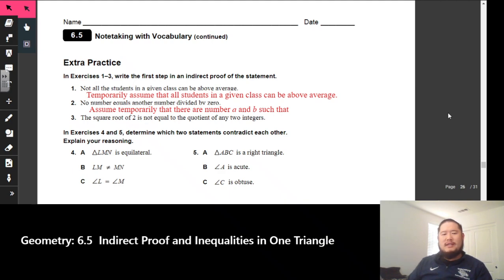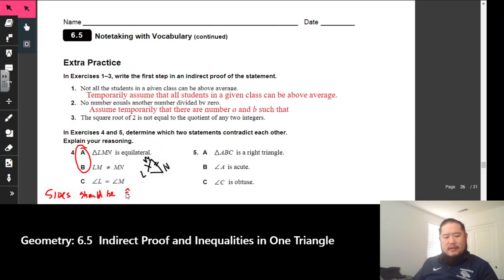It says determine which two statements contradict each other and explain your reasoning. We have A: triangle LMN is equilateral. B: LM is not congruent to MN. And angle L is congruent or equal to angle N. Well, if I have a triangle right here, and this is LMN, they're saying LM is not equal to MN. Well, I'd say these two contradict each other because if it's equilateral, shouldn't all the sides be the same? So right here, we can go ahead and say that sides should be congruent if the triangle is equilateral.